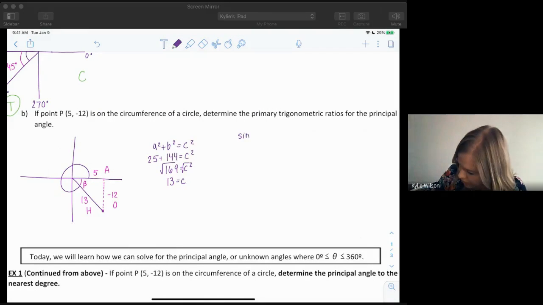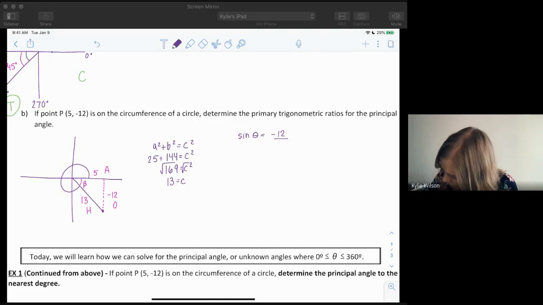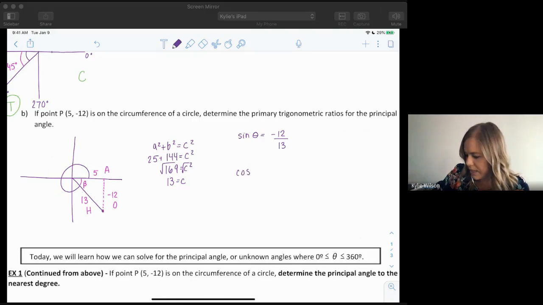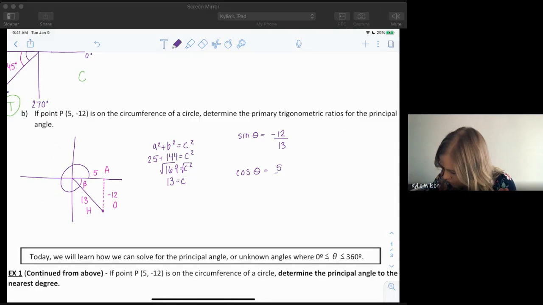So sine of our angle here is going to be opposite over hypotenuse, so negative 12 over 13, like that. Cosine is going to be 5 over 13, and tan is going to be opposite over adjacent, negative 12 over 5. Oops, I forgot my little theta there. Sorry about that.